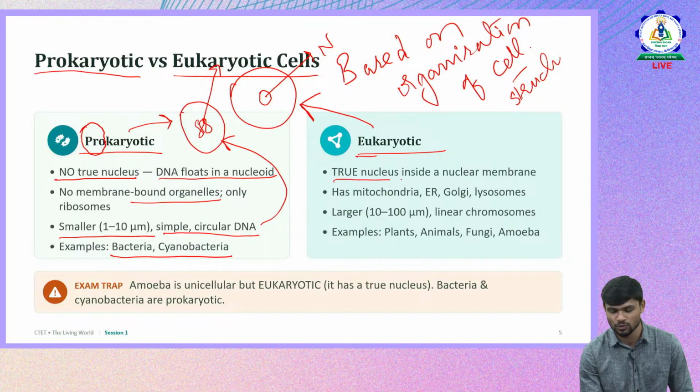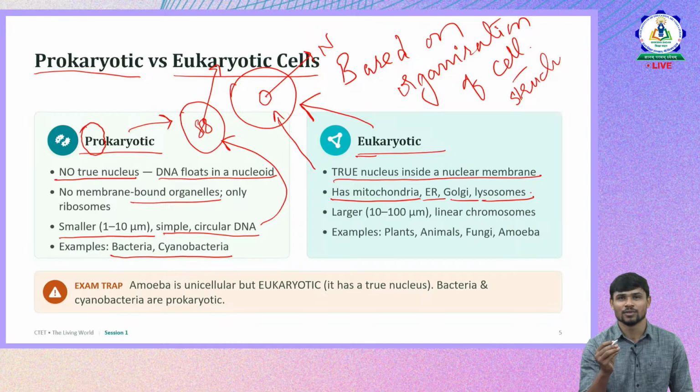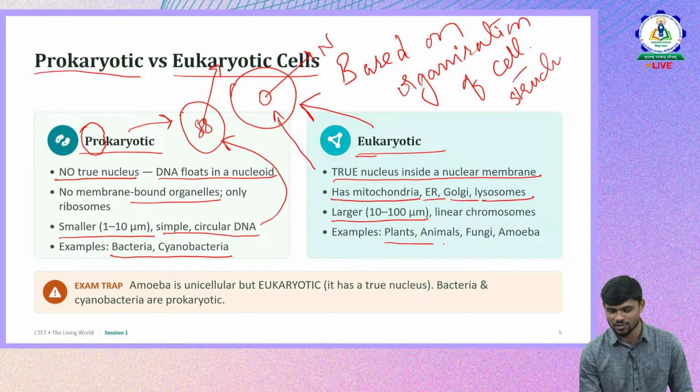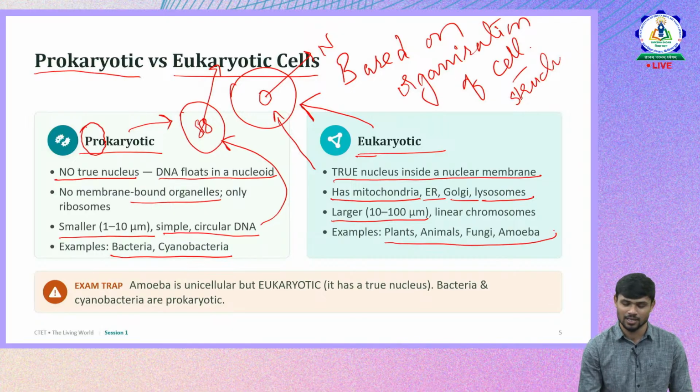The eukaryotic cells have a true nucleus inside the nuclear membrane. There is a true nucleus here, you can see, and we'll also be seeing the diagrams. It has mitochondria, endoplasmic reticulum, Golgi apparatus, lysosomes. All the organelles will be visible appropriately. The structure of organelles is seen very clearly, and it is more organized than prokaryotic cells. The size is 10 to 100 micrometers, and there are linear chromosomes. Examples of eukaryotic cells are the cells present in plants, animals, fungi, amoeba; the higher, complex organisms have eukaryotic cells.